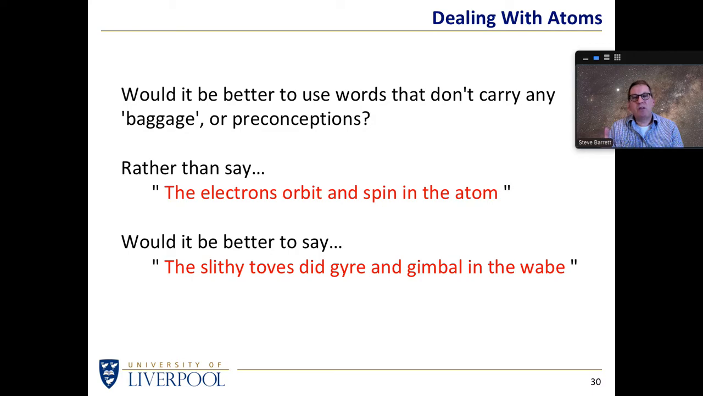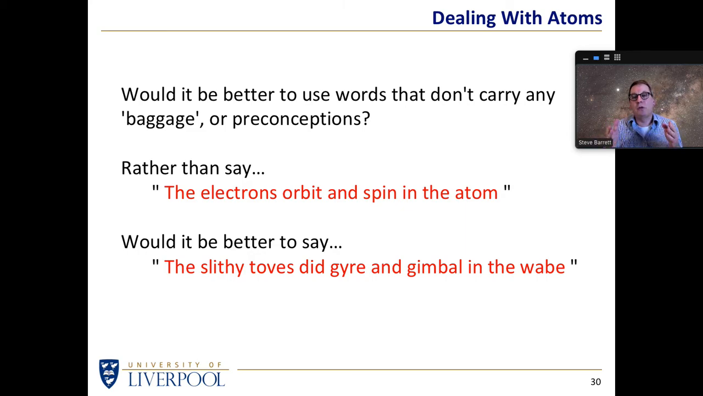So shouldn't we use different words then if the words get in the way? If words have baggage, if they have preconceptions, or if they come with connotations that we don't want to use, rather than say, well, when I want to describe this electron in this atom, instead of saying the electron's orbit and the electron's spin, maybe I should say something different. Maybe I should say the slithy toves did gyre and gimble in the wabe.